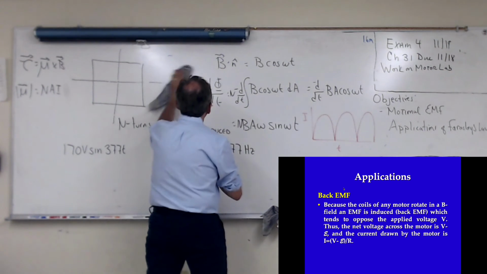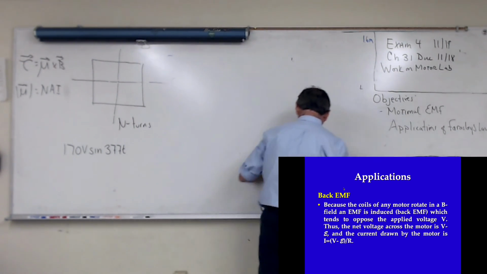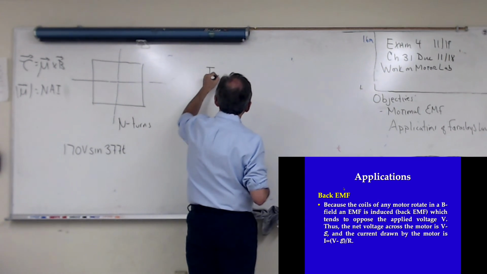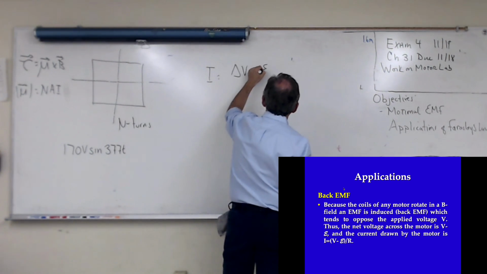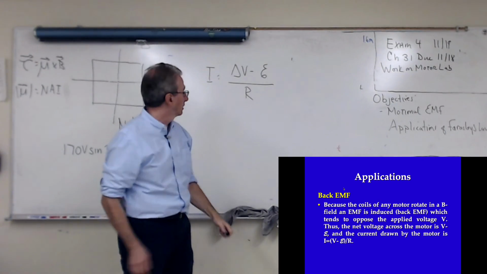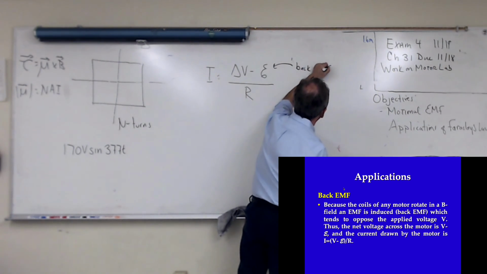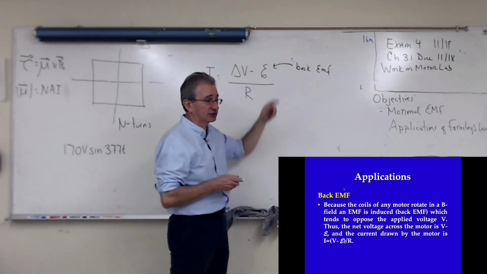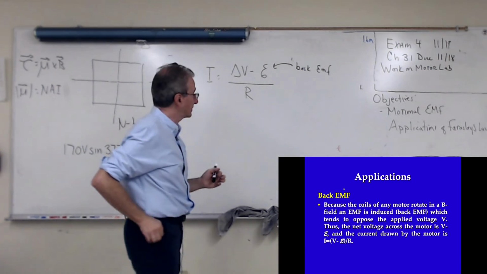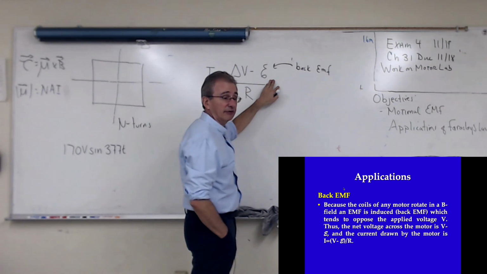That reduces the current in your motor. So if you have an electric motor, the current in the motor is going to be whatever the power supply voltage is minus the induced EMF divided by the resistance of the coil. We'll call this the back EMF, which is determined from how fast this thing is turning. And so as this thing turns faster, then the induced EMF increases.